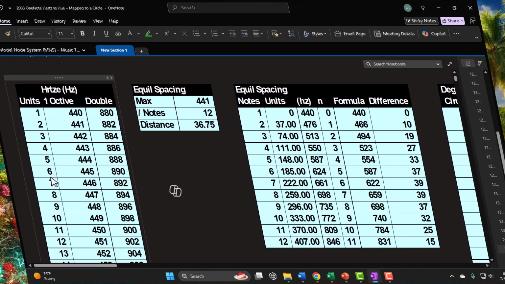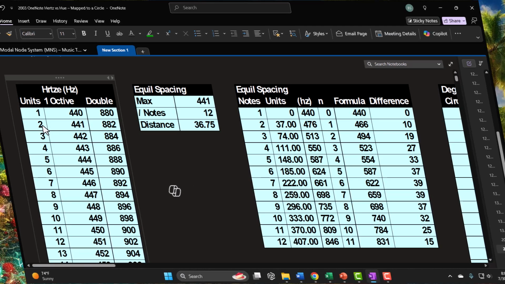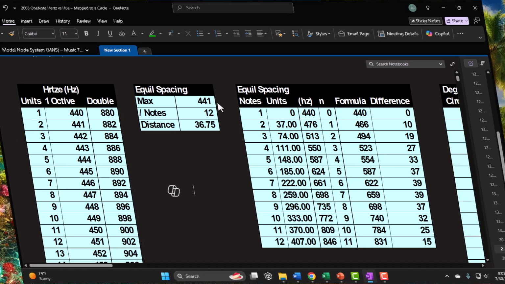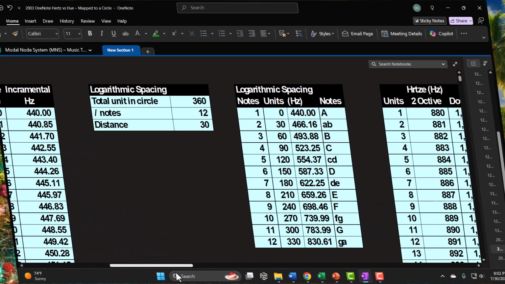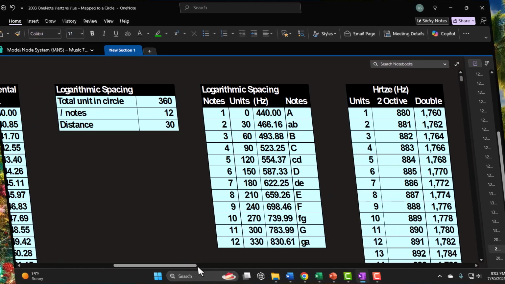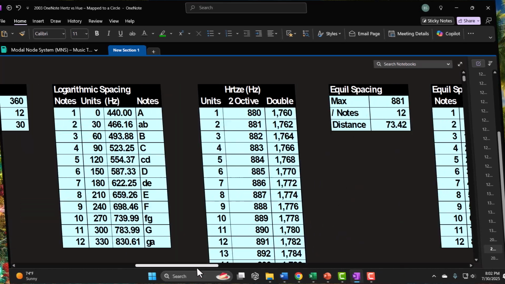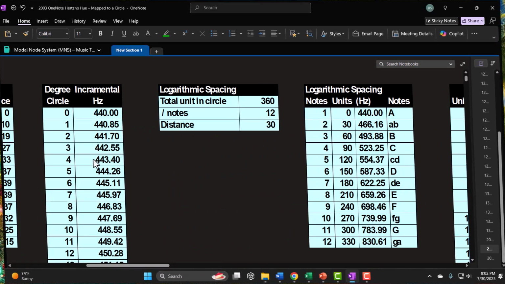I want to take these 440 units over here and squish it into 360 so that I can make it into a circle. So this needs to be 360 to make it into a circle. So how do we do that? We use our log average formula to bend this into a circle. And we talked about that last time, but in essence that gives us 360 measurements over here.